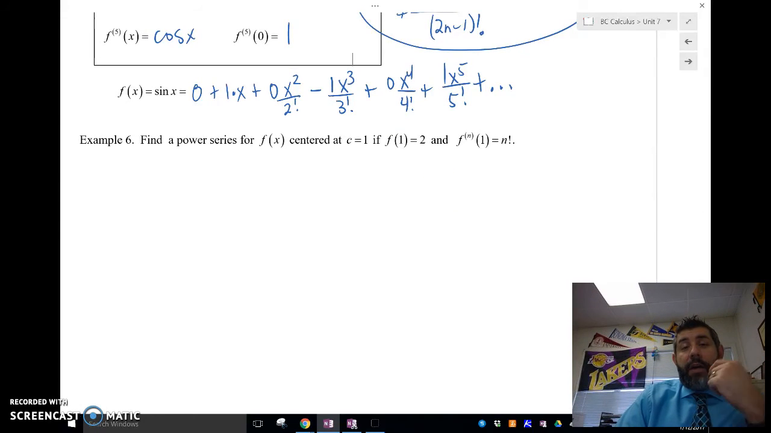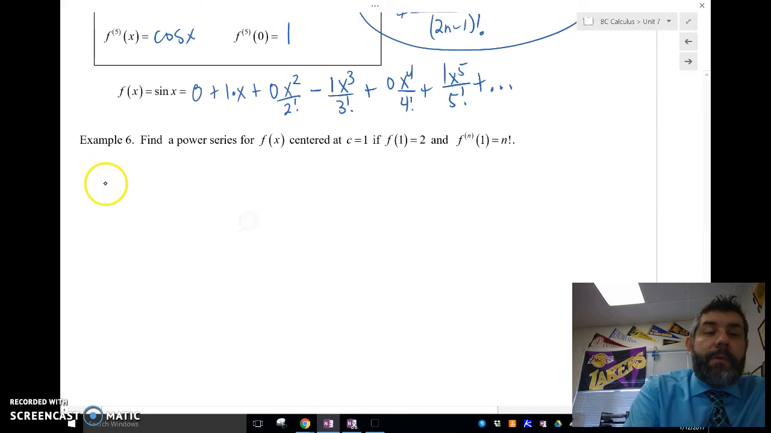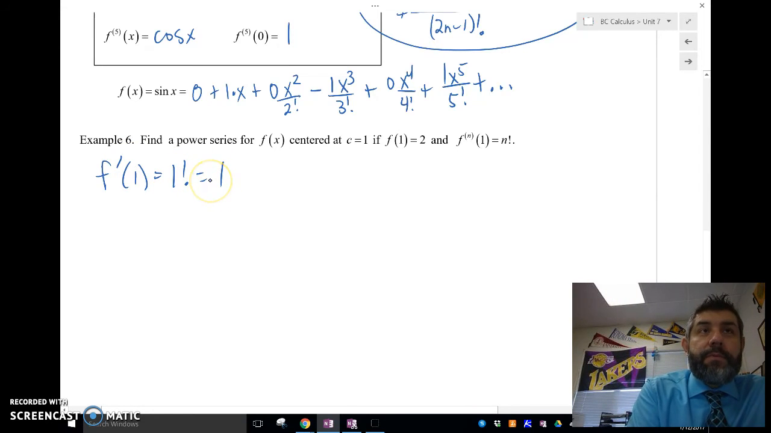Find a power series for f of x centered at c equals 1 if f of 1 is 2 and the nth derivative of f at 1 is n factorial. So what do we know? We know that f prime of 1 is equal to 1 factorial, which is just 1. We know that f double prime of 1 is equal to 2 factorial. How do I get that? This is 2 dashes, right? So 2 dashes here will give me 2 factorial here.